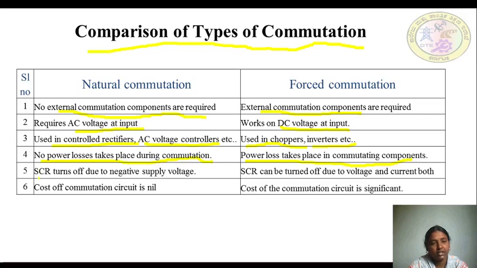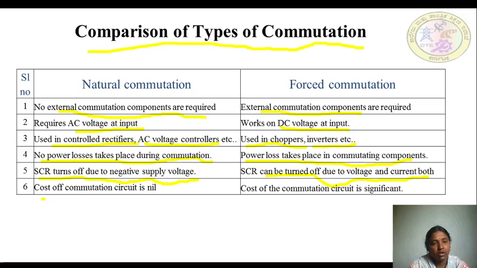The fifth one tells you SCR will be turned off due to negative supply voltage. But in case of forced commutation, SCR will be turned off by both voltage and current. So voltage and current both will play an important role in turning off of an SCR.